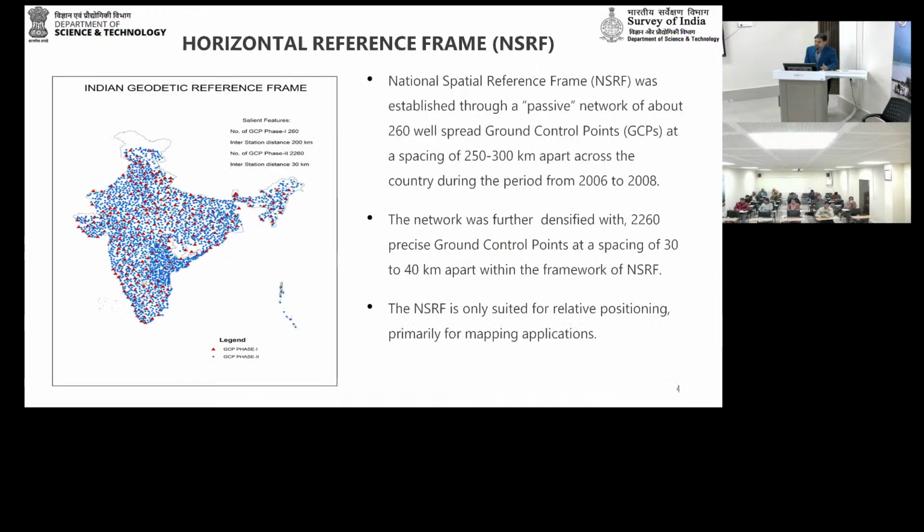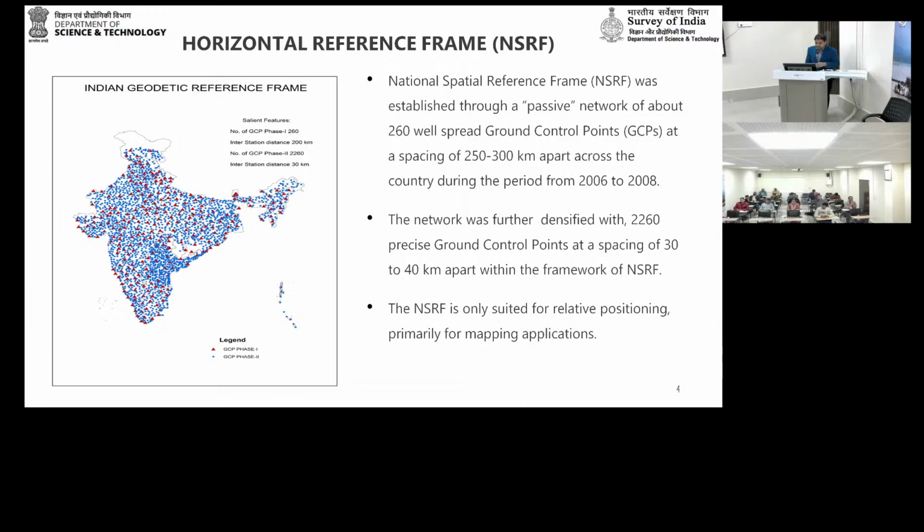The National Spatial Reference Frame was established through a passive network of about 260 well-spread ground control points at a spacing of 250 to 300 km across the country in the period 2006-2008. Means initially we set up ground control points 250-300 km apart, and they were established over a span of 2 years. These were further densified with an additional 2,260 ground control points at a spacing of 30 to 40 kilometers. This National Spatial Reference Frame is suitable for relative positioning, primarily for mapping applications.